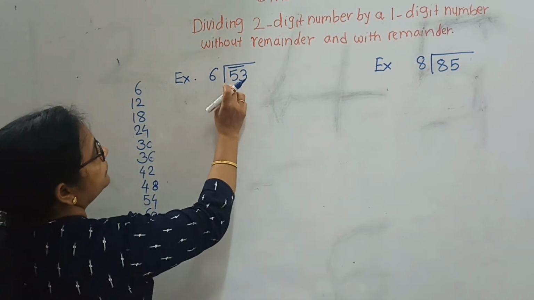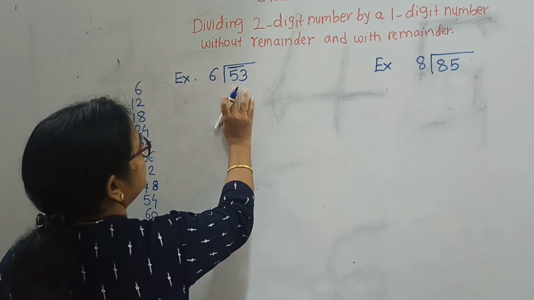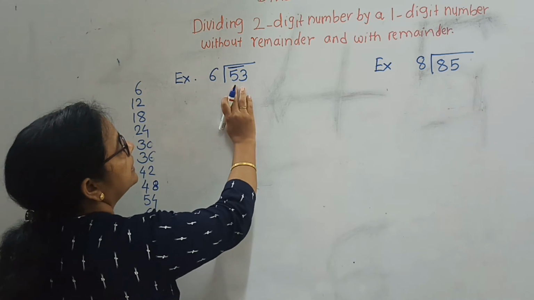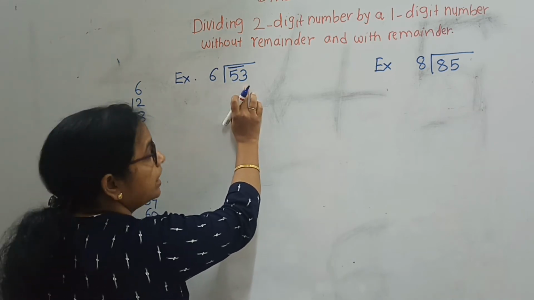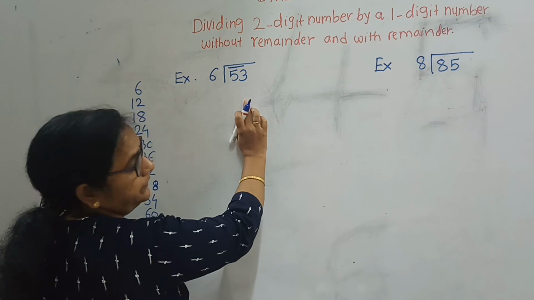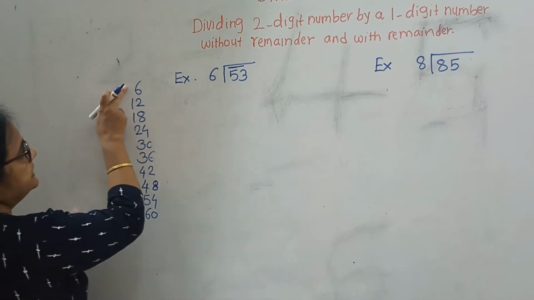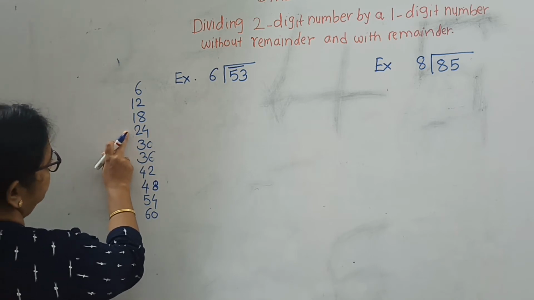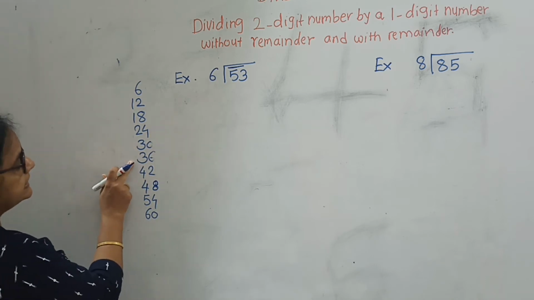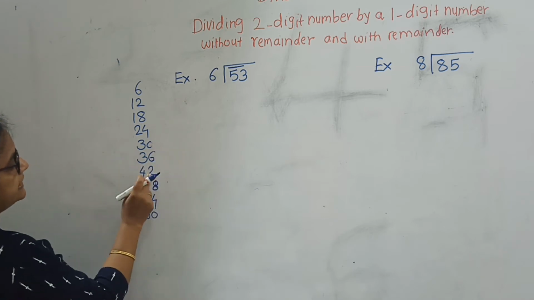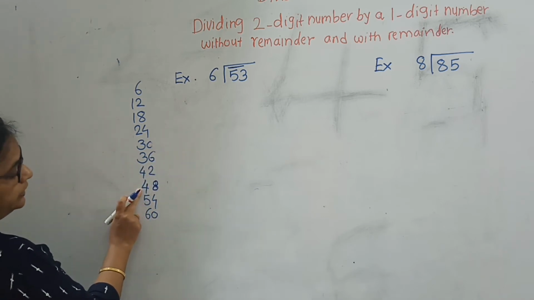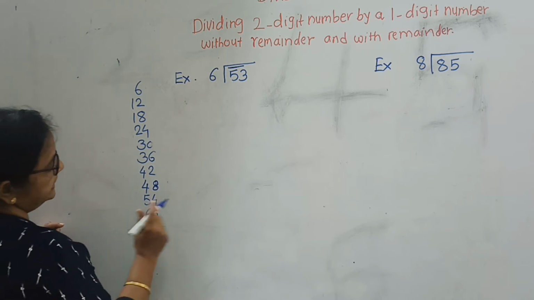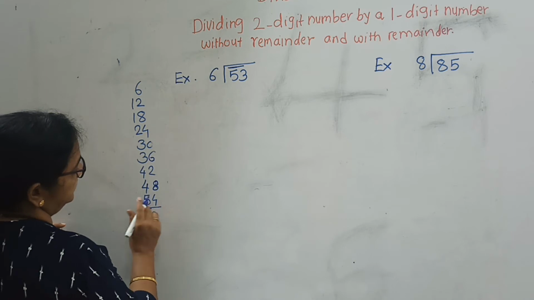Okay children. Now 53. Now see the table of 6 here, and we have to find the number equal to 53 or smaller than 53. Yes. Come on. 6 1s are 6, 6 2s are 12, 6 3s are 18, 6 4s are 24, 6 5s are 30, 6 6s are 36, 6 7s are 42, 6 8s are 48, 6 9s are 54, 6 10s are 60. See children, here is 54.